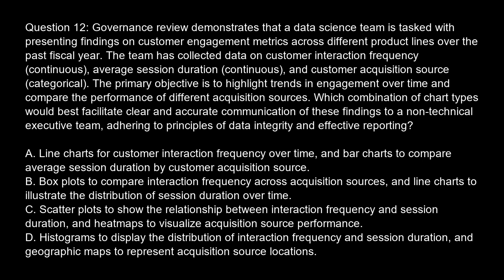Option A. Line charts for customer interaction frequency over time, and bar charts to compare average session duration by customer acquisition source. Option B. Box plots to compare interaction frequency across acquisition sources, and line charts to illustrate the distribution of session duration over time. Option C. Scatter plots to show the relationship between interaction frequency and session duration, and heat maps to visualize acquisition source performance. Option D. Histograms to display the distribution of interaction frequency and session duration, and geographic maps to represent acquisition source locations.